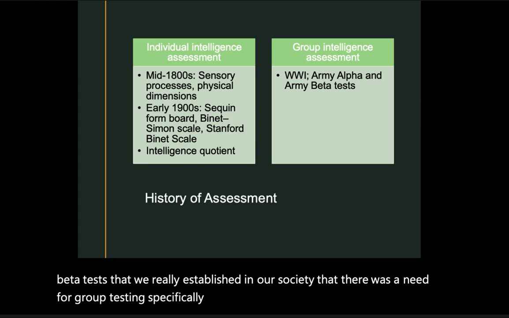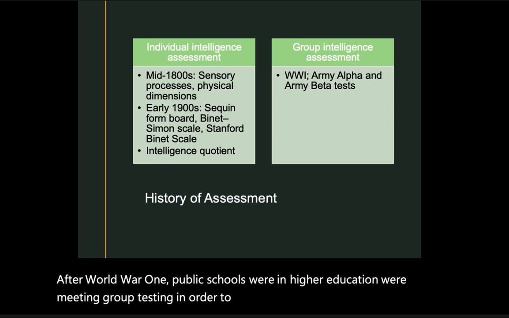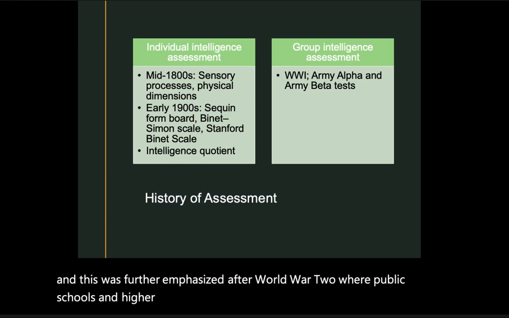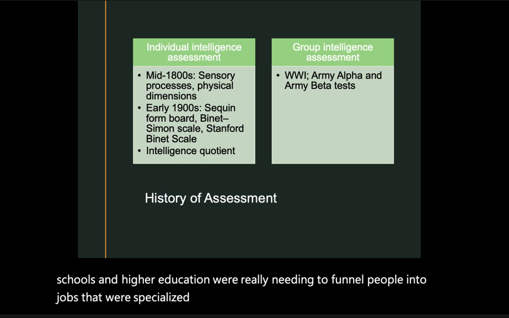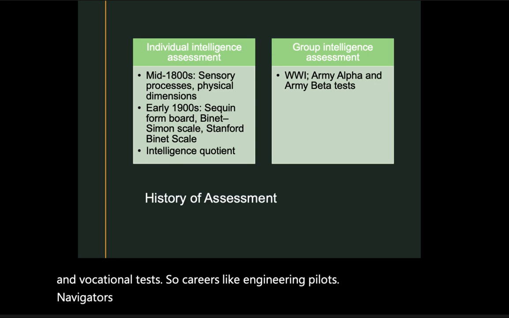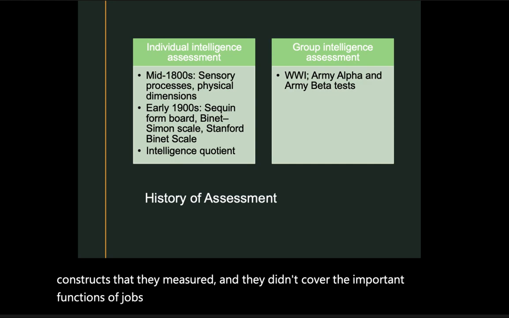Specifically, after World War I, public schools and higher education needed group testing in order to place individuals in specialized jobs. This was further emphasized after World War II, where public schools and higher education really needed to funnel people into specialized jobs that weren't captured in original intelligence and vocational tests. So careers like engineering, pilots, navigators. These previous intelligence tests were limited in the constructs that they measured, and they didn't cover the important functions of jobs like being an engineer or being a pilot.